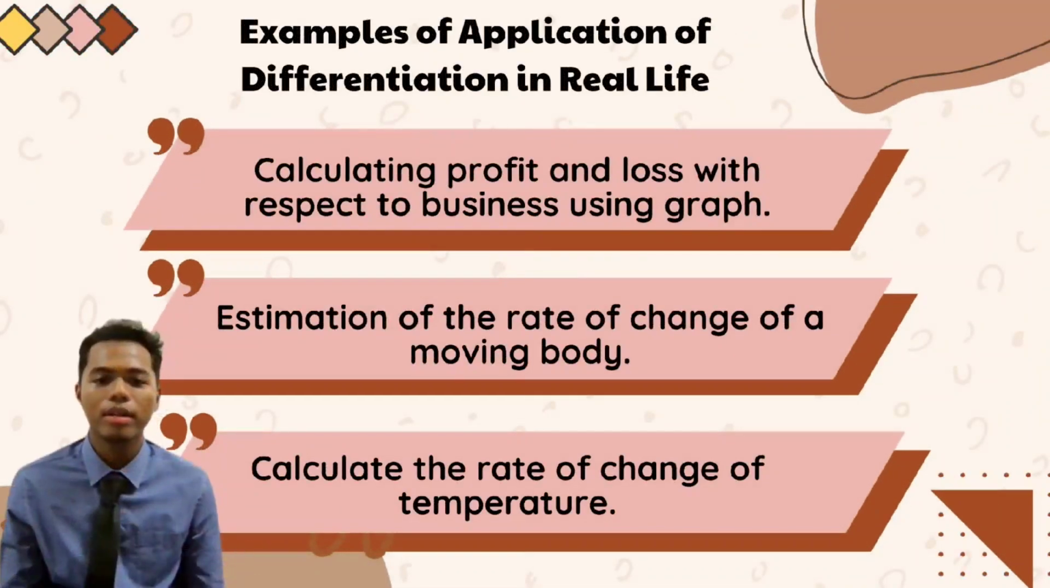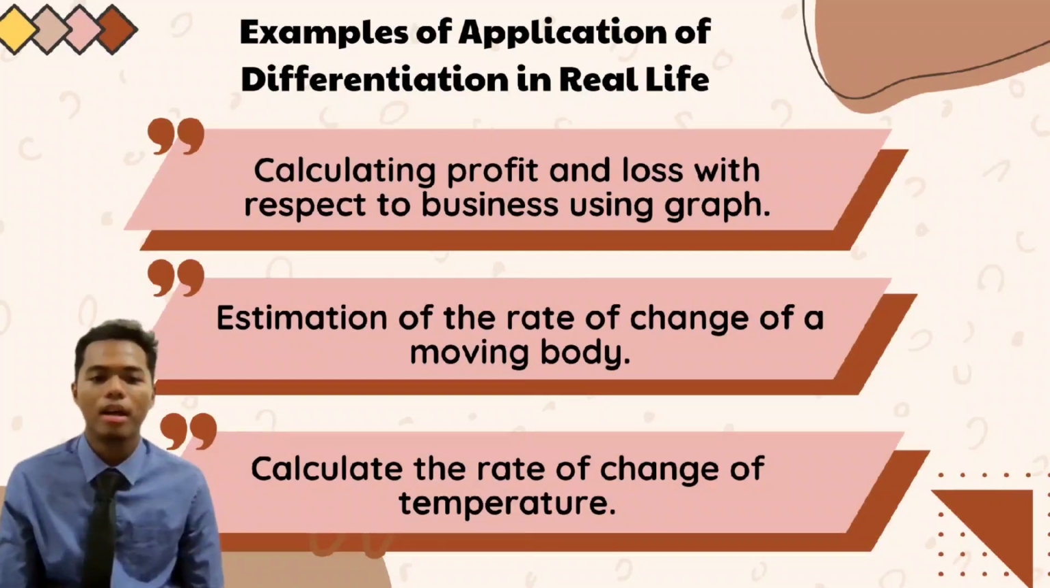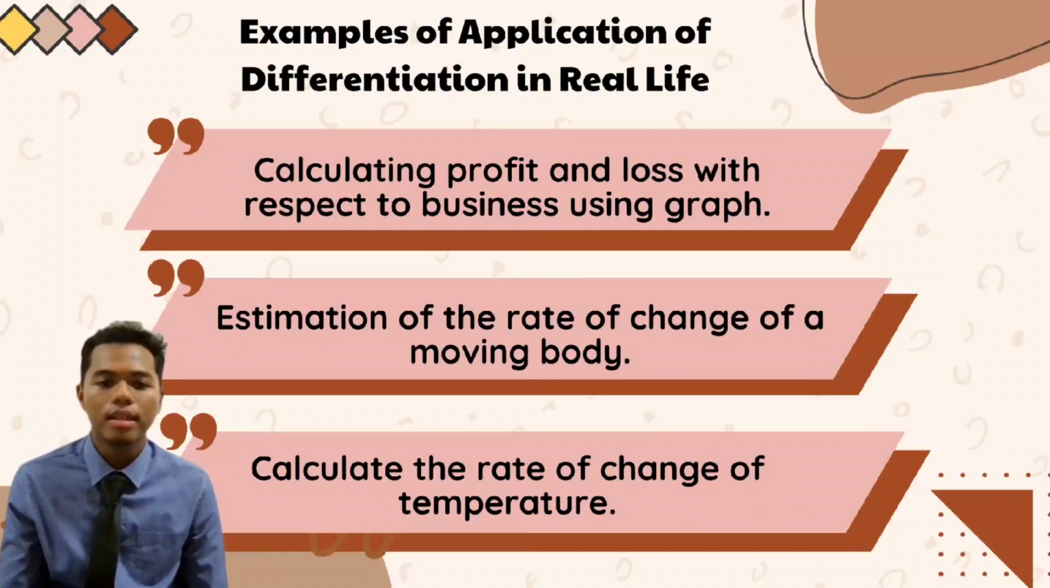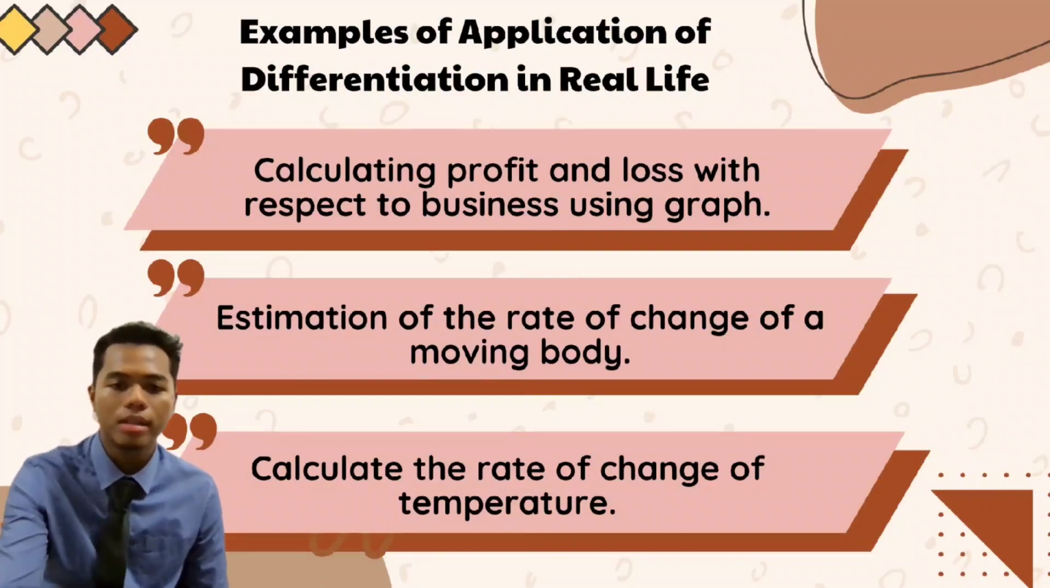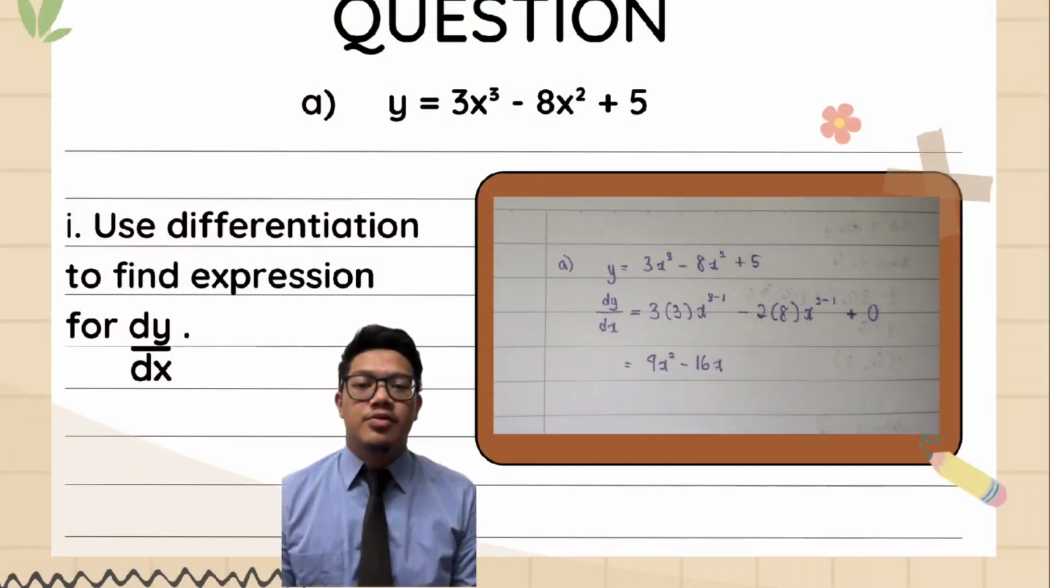I will talk about the example of application of differentiation in real life. The first one is calculating profit and loss with respect to business using a graph. Second is explanation of the rate of change of moving body. And the last one is calculating the rate of change of temperature. So let's move to the question.